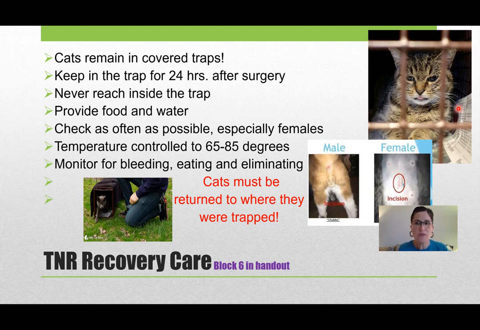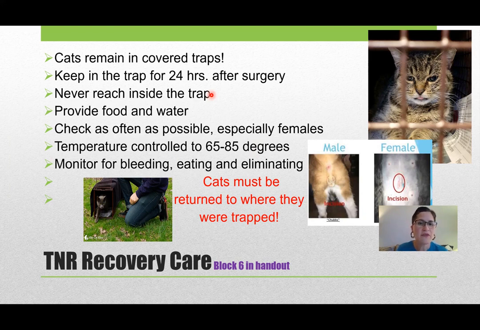Okay, and the way you'll know a cat's back, if you will, is their eyes will start doing the cat eyes and moving around, and sometimes they'll be hissing at you or meowing or rubbing up on the cage, and that's when you know, okay, this cat's back to normal. You're never going to reach inside the trap. We already talked about that. Even if you think, oh, she wants me to pet her, don't.